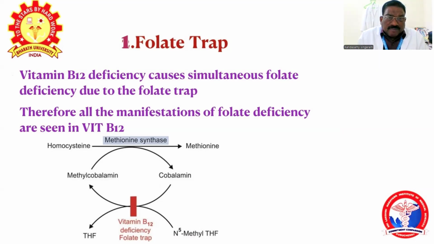Due to the deficiency of vitamin B12, the N5-methyl group is not taken by the cobalamin. So therefore, homocysteine will not convert into methionine. So folic acid is trapped or accumulated in the form of N5-methyl tetrahydrofolate. This is nothing but the folate trap.